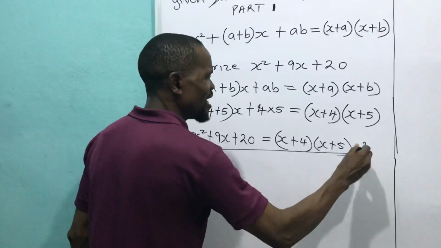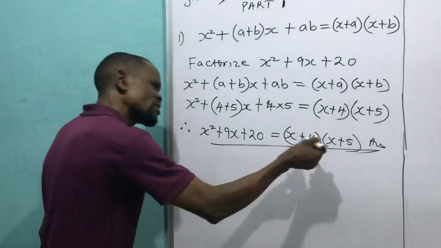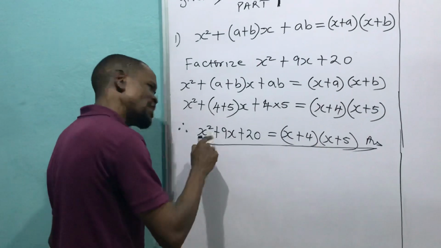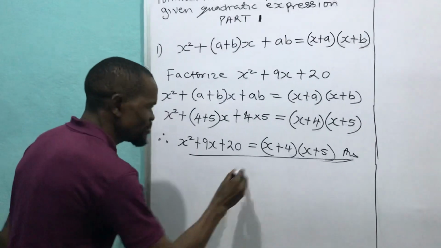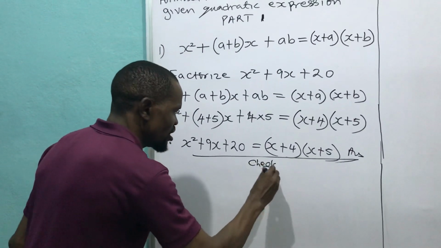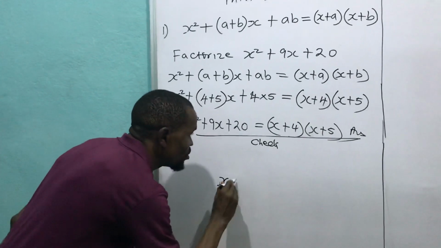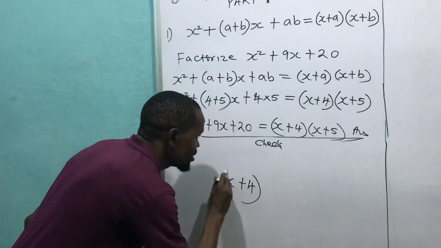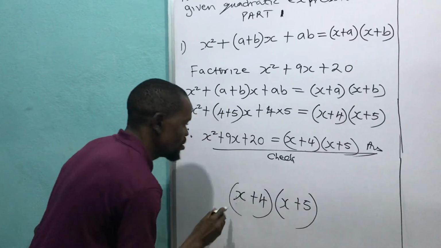And somebody will say, how? For that, let's expand this. If I expand this, I'll get this back. Let's check it. I expand (x plus 4) into (x plus 5). Then what will I do?